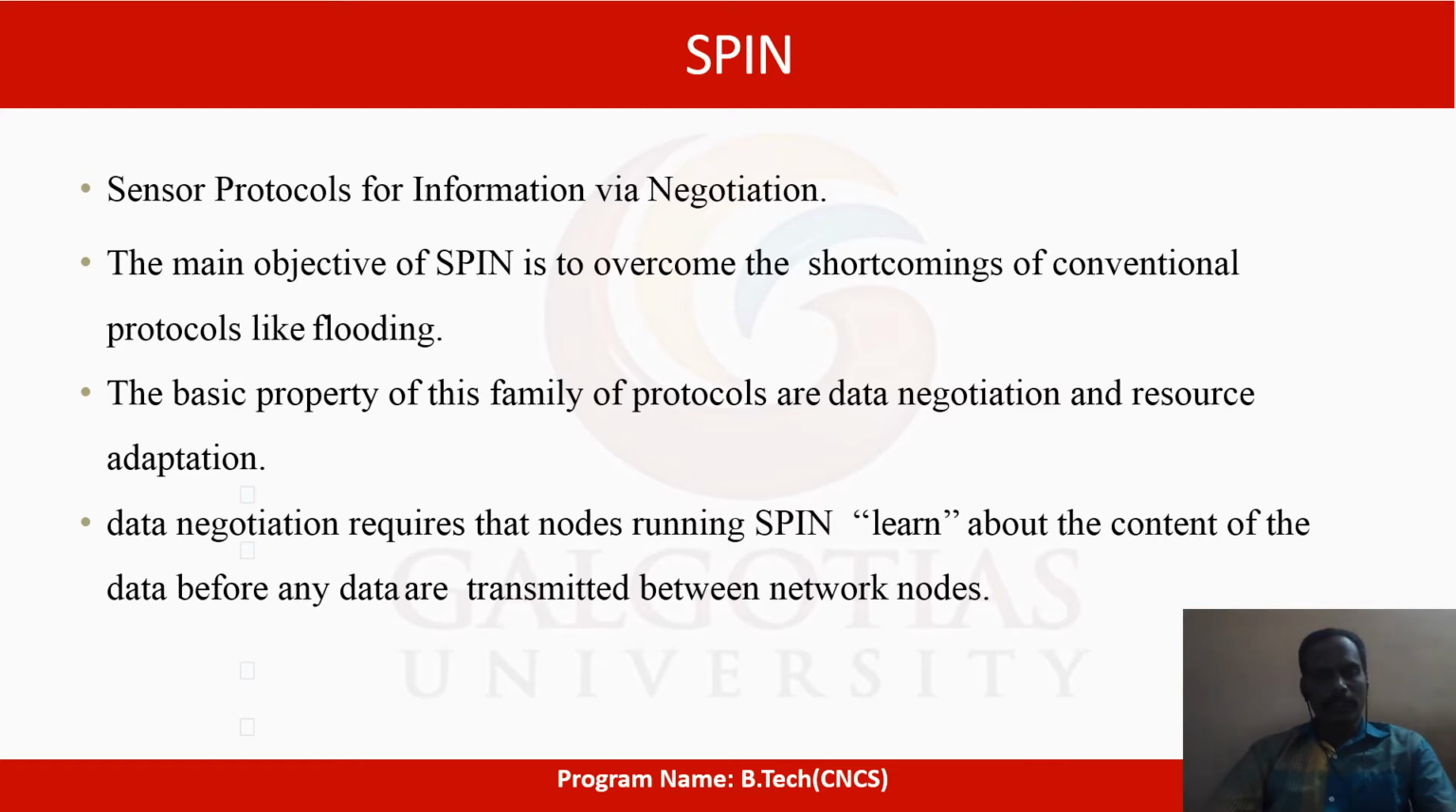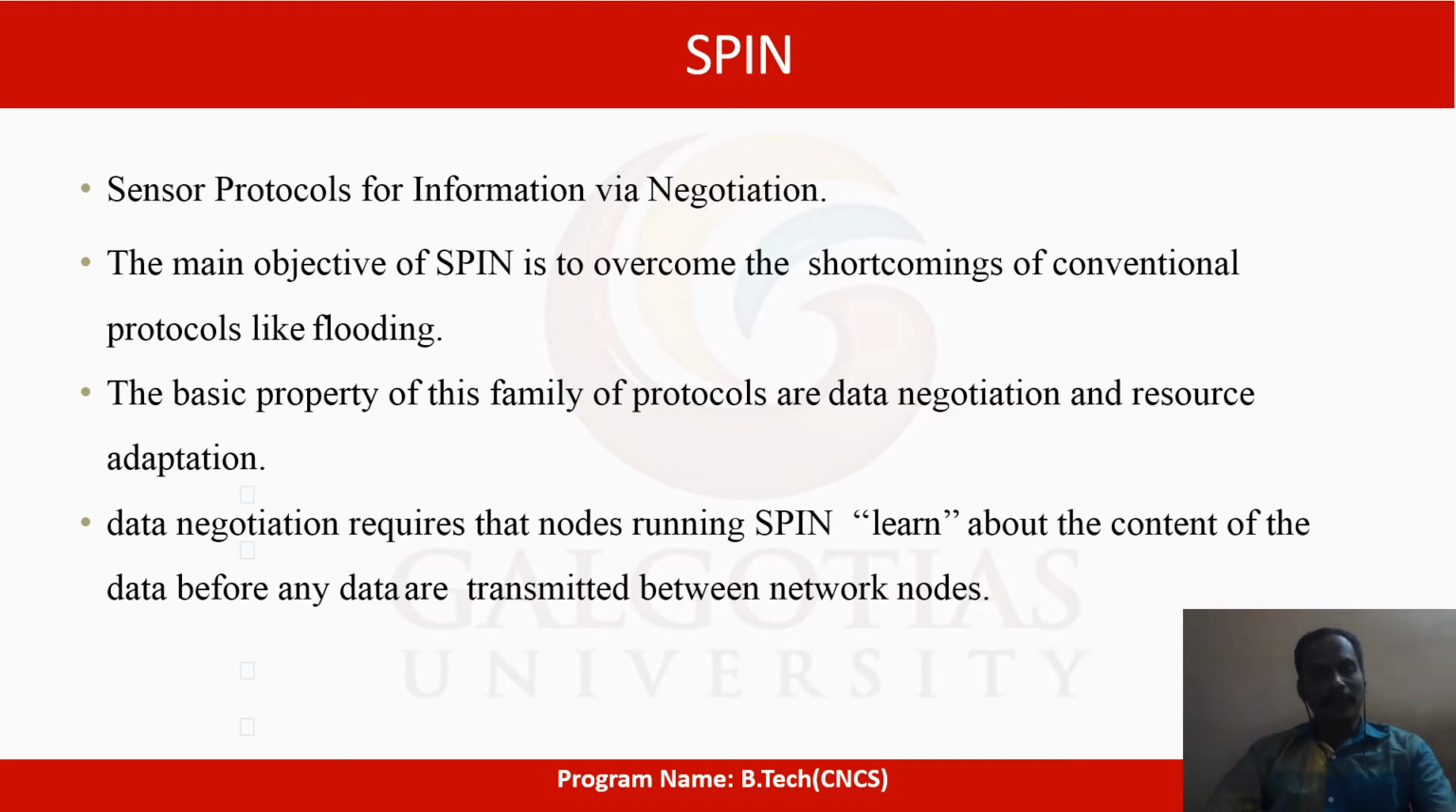In SPIN, to carry out the negotiation and data transmission, we use three types of messages. The first message is advertise, that is ADV. The second message type is request, or REQ. Then the third type is data. So these are the three types of messages usually used in SPIN.